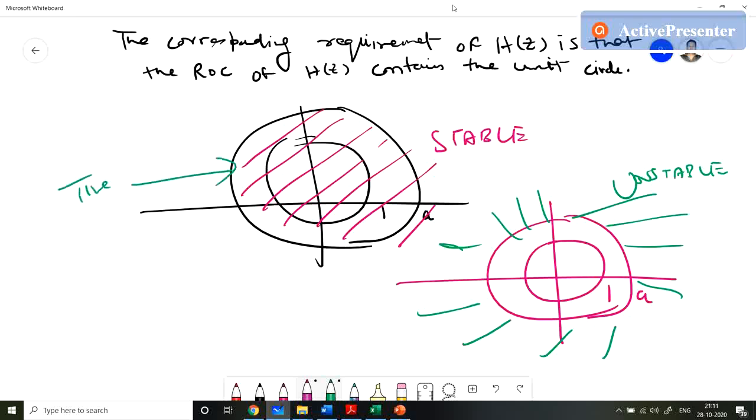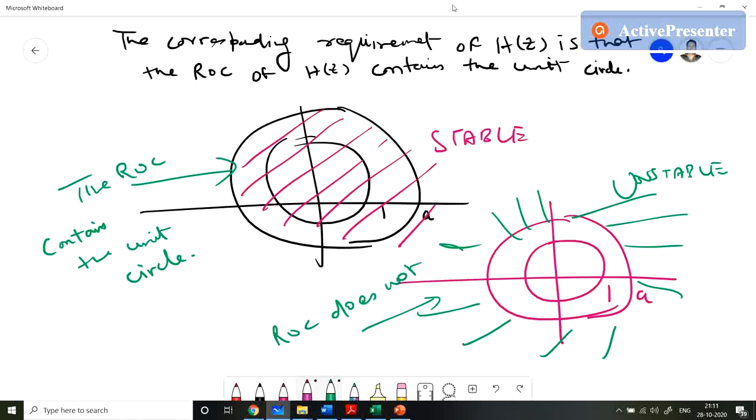In this case the ROC contains the unit circle, and in the other case the ROC does not contain the unit circle. So here the ROC contains the unit circle, that's why it is stable, and this system is unstable because its ROC does not contain the unit circle.